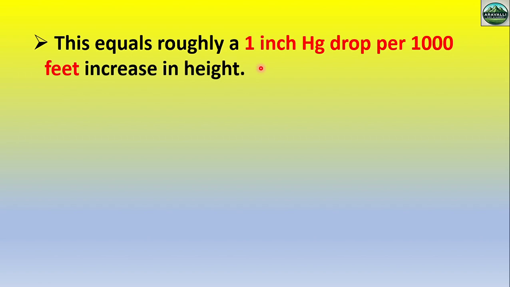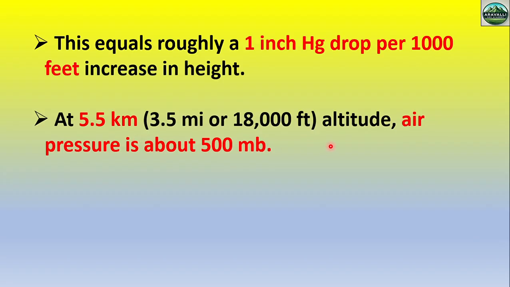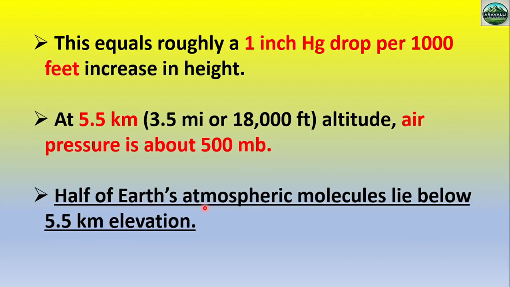This equals roughly 1 inch drop per 1000 feet in the mercury barometer. At 5.5 kilometer altitude, air pressure is only 500 MB, while at the surface it is around 1000 MB. Half of Earth's atmosphere molecules lie below the 5.5 kilometer elevation, and the other half above it.